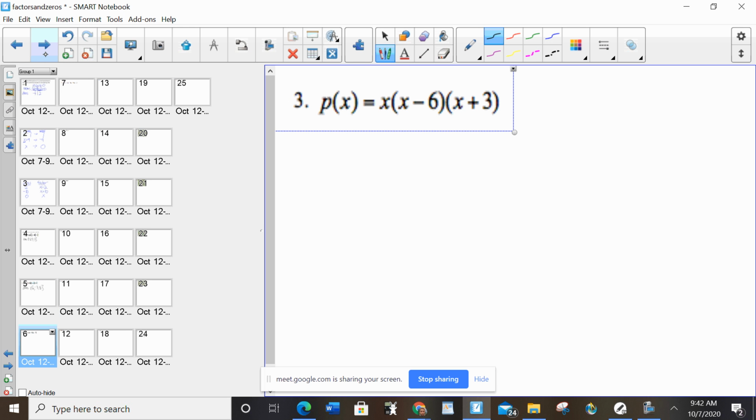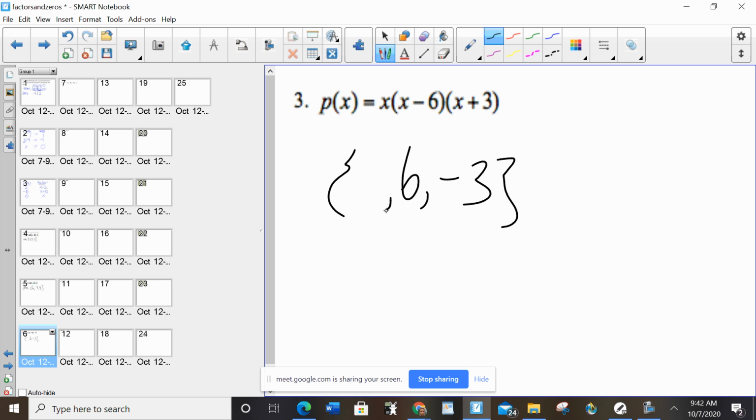Little twist on number 3. The -6 and the +3 should be pretty straightforward, so that x minus 6 gives me a 0 of 6, the x plus 3 gives me a 0 of -3, and the x gives me a 0 of 0. Again, if a factor is x, then the corresponding 0 is 0, because you're technically adding 0, and when you negate that, it's still 0.